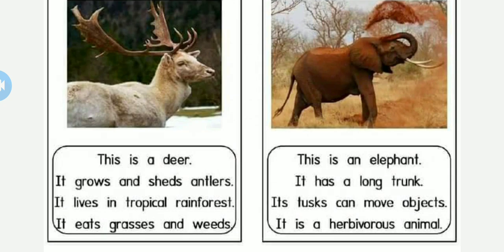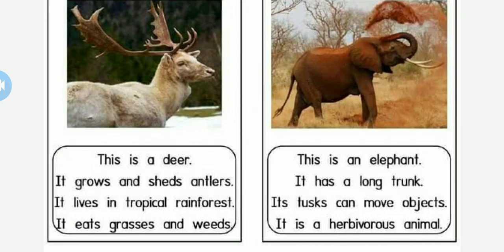Look at the picture on your left. This is a deer. It grows and sheds antlers. It lives in tropical rainforest. It eats grasses and weeds. Antlers, look at its antlers on its head. Quite large. Must be hard too.